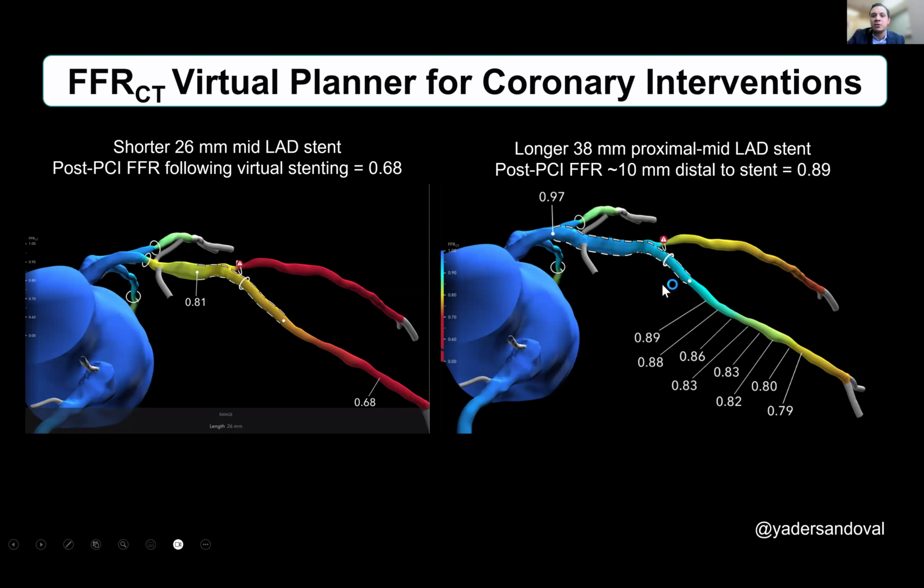Now, I've talked about planning for virtual PCI. This is something that our practice has been doing now, entering its third year, starting next April. And as you can see, you can do now virtual stents and pretty much understand what is your optimal stent length based on predicted post-PCI FFRCTs. You can do bifurcation techniques and whatnot.